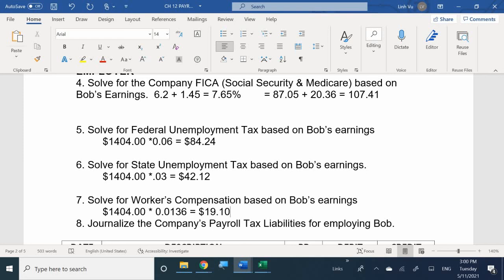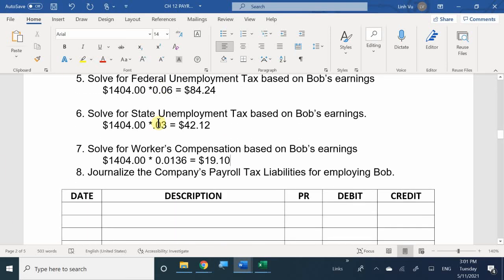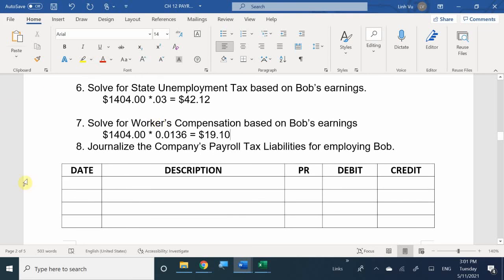So if you look at the review sheet, I laid out which percentages and what numbers to use when calculating. This one is just a number that you're supposed to recognize. So now we are done with calculating all the taxes. Therefore, how are we going to journalize this?